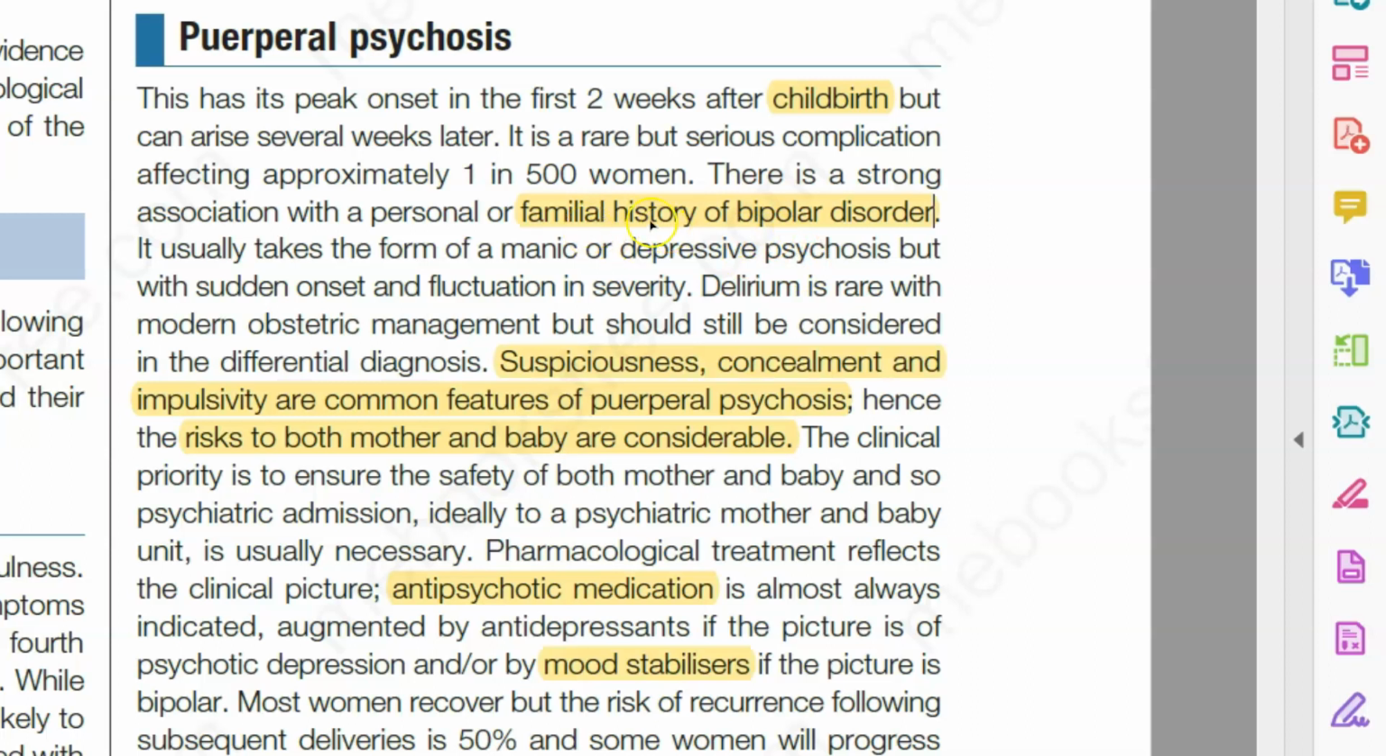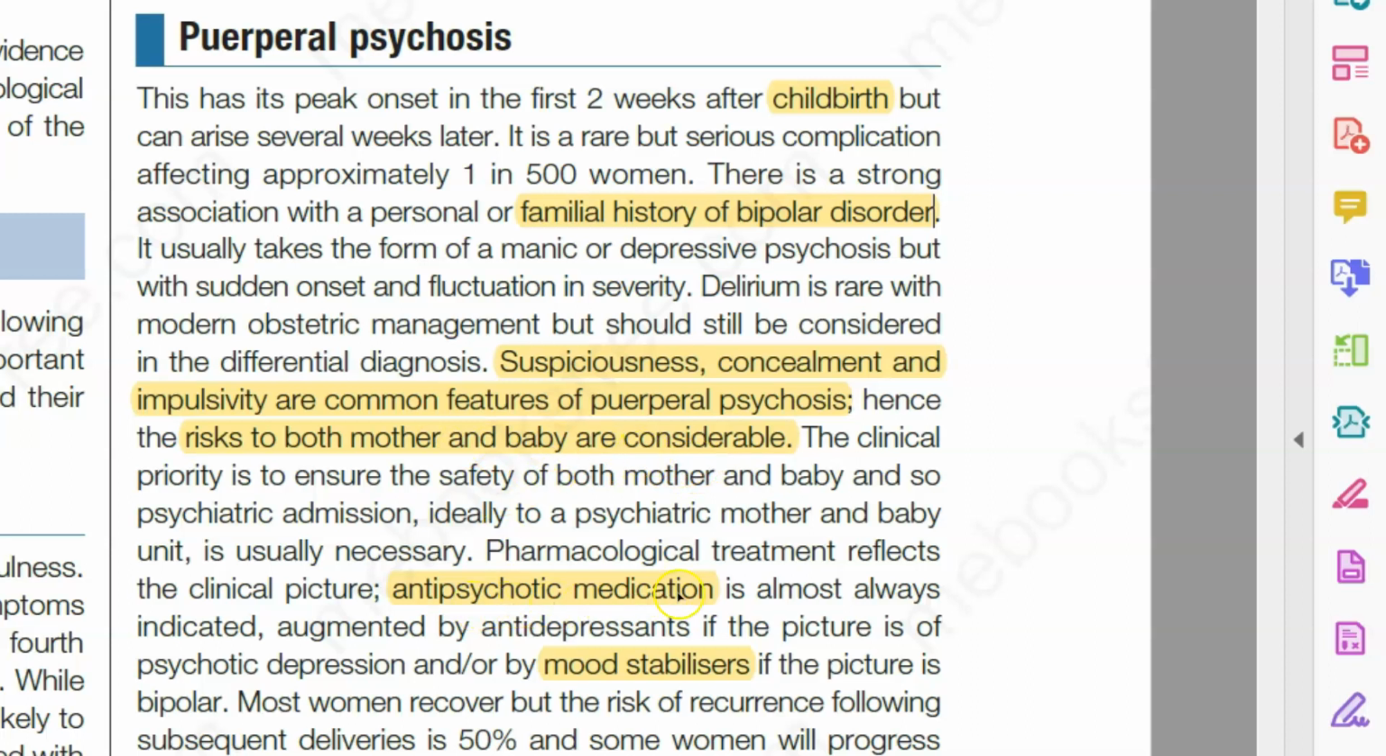Okay, so the cause they are saying is family history of bipolar disorder. Bipolar means obviously they have depression and mania, right? And there'll be a lot of fluctuation. So in these people, the common features are suspiciousness, concealment, and impulsivity. And this is a risk to not just the mother, even to the baby.